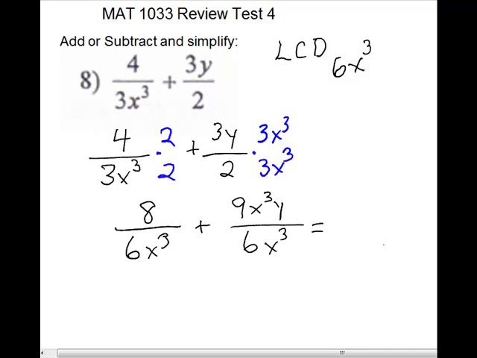Now, keep the common denominator and combine the numerator. They're not like terms, so there is nothing you can do to combine them, and you are not able to reduce.